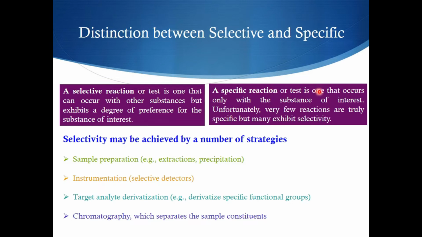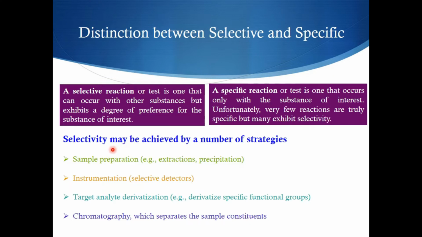While a specific reaction or test is the one that occurs only with the substance of interest. So a specific reaction will react only with one substance, while in case of a selective reaction, the substance will react with many substances, but it will exhibit a degree of preference for the substance of interest. Unfortunately, very few reactions are truly specific, but there are many reactions which exhibit selectivity.